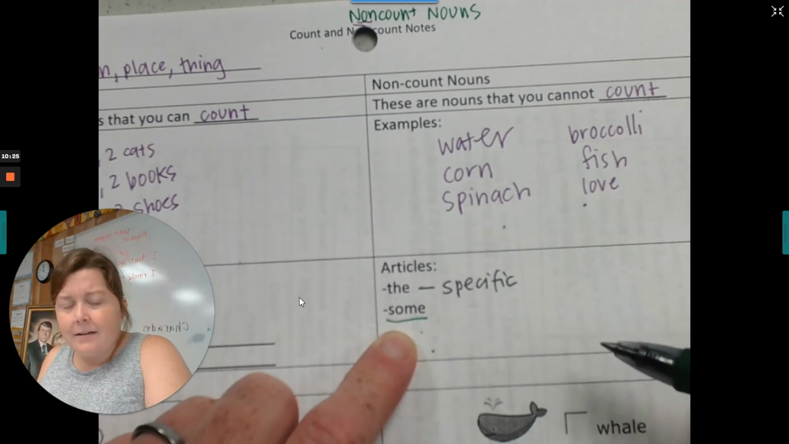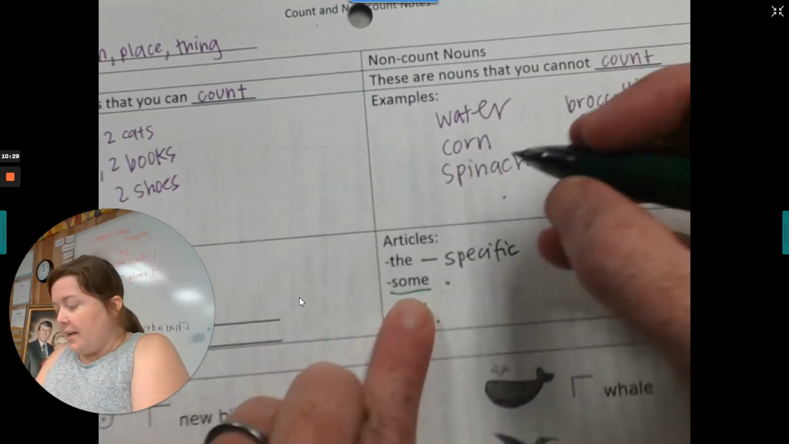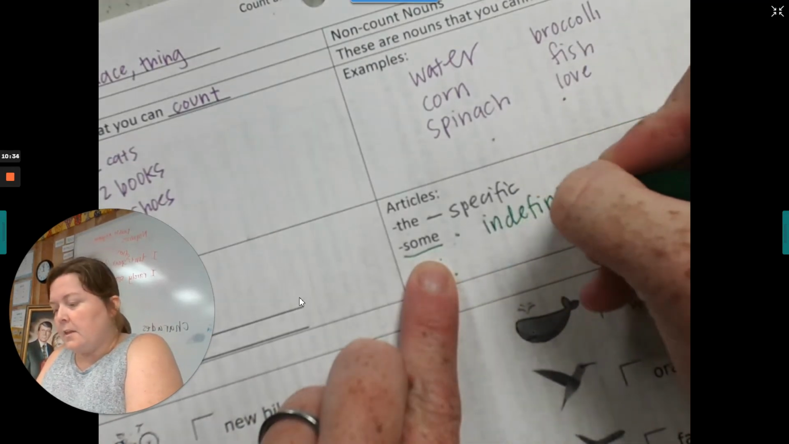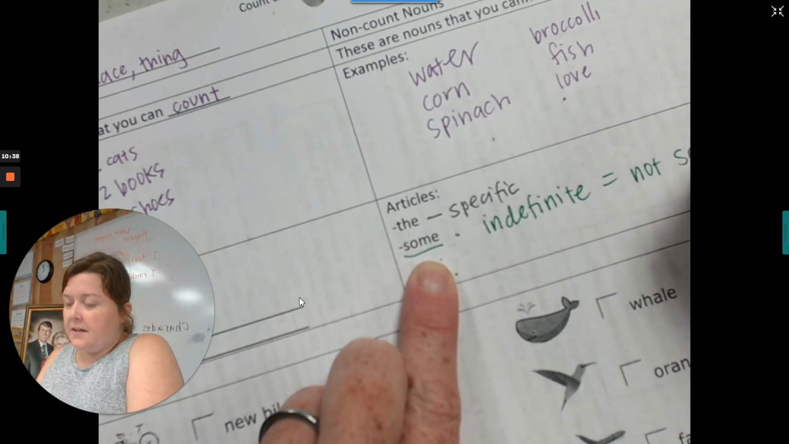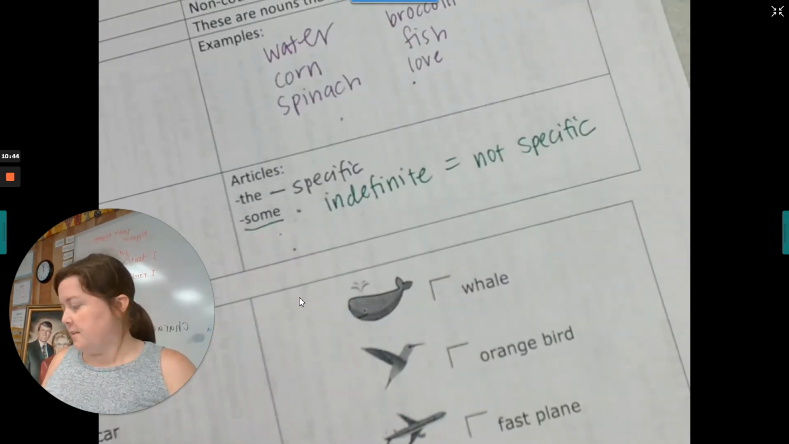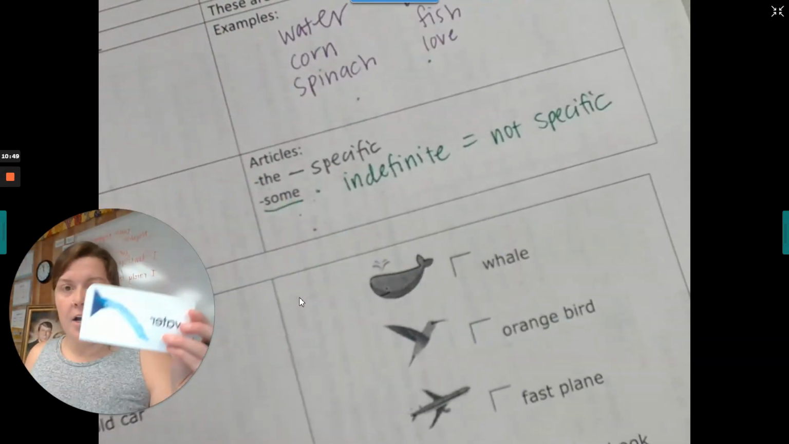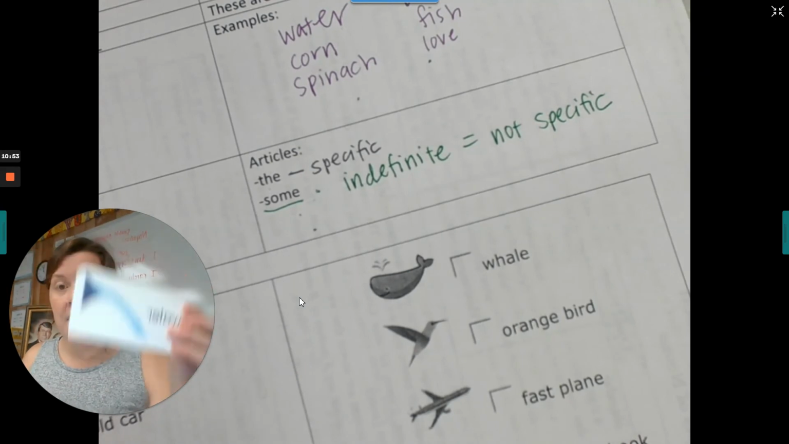So indefinite articles are not specific. With non-count nouns like water, for now, this is what you do. If it's a non-count noun, you're going to say the or some. So it's either specific or not specific.